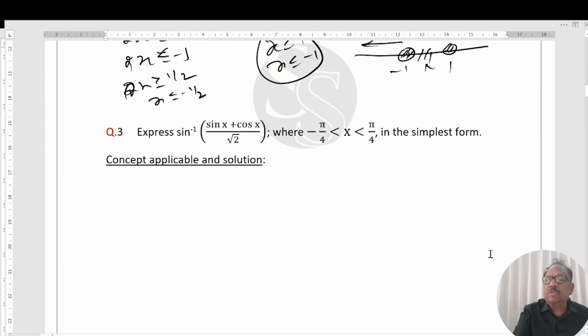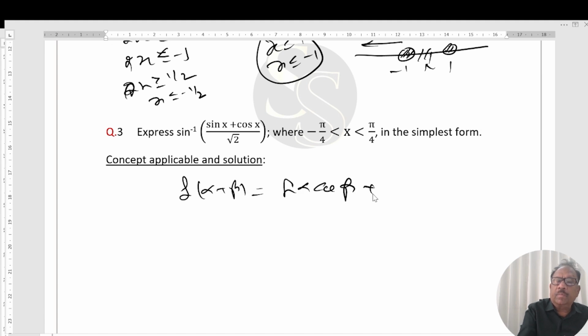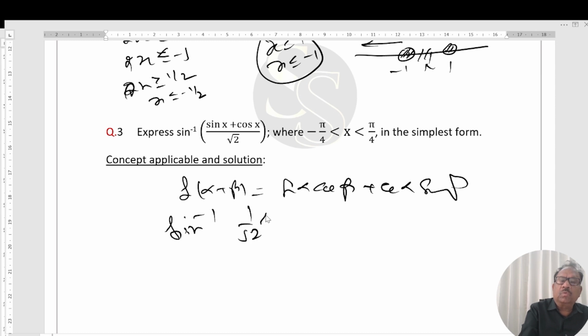Express sin x plus cos x. Sine of alpha plus beta equals sine alpha cos beta plus cos alpha sin beta. We can write it as sine of inverse of 1 by root 2 sin x plus 1 by root 2 cos x. We can write it very well.